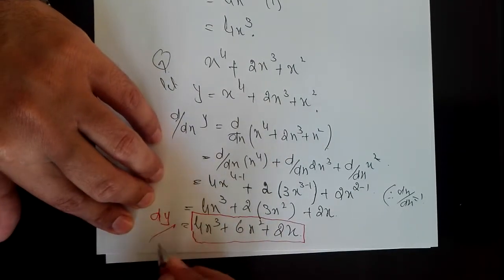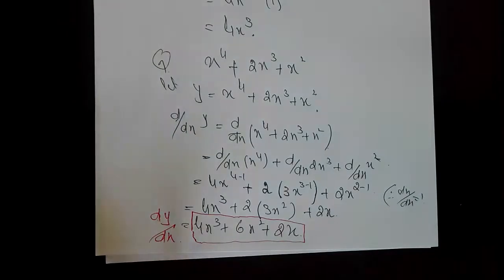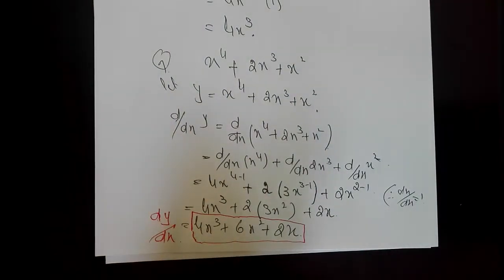dy over dx is equal to 4x cubed plus 6x squared plus 2x. This is the answer we got when we are finding the derivative when we have plus signs in the expression.